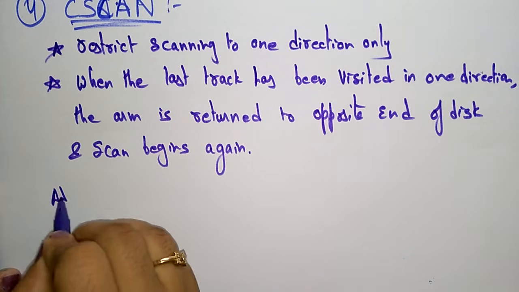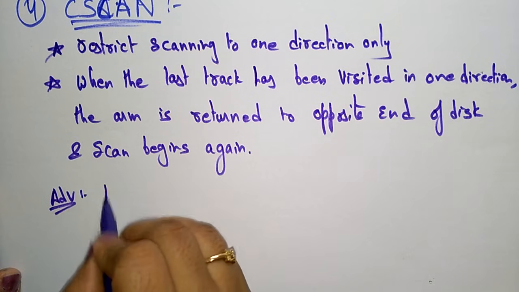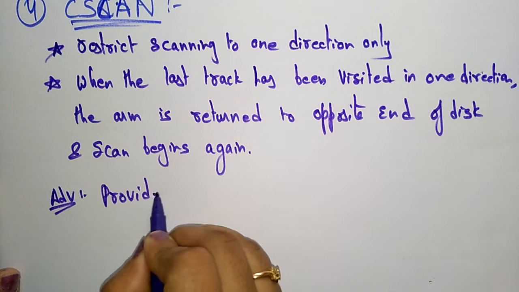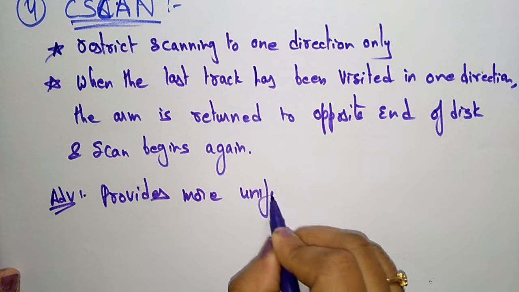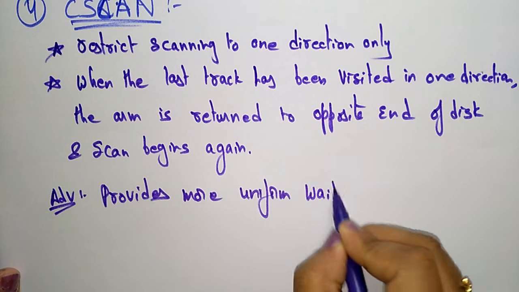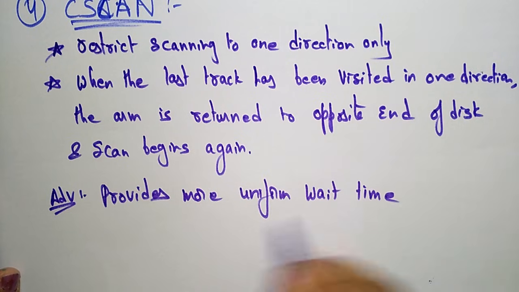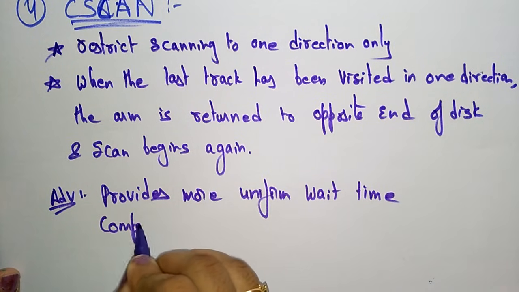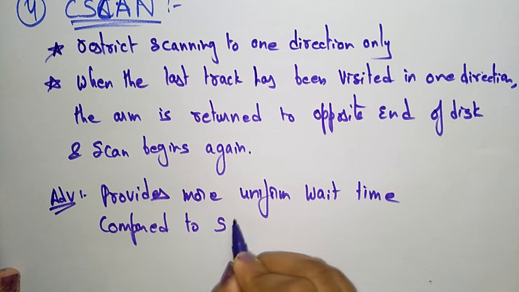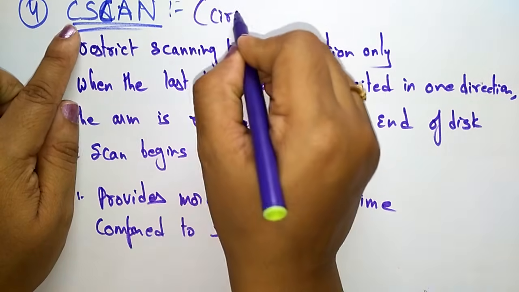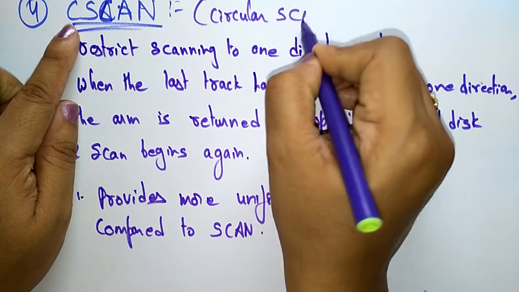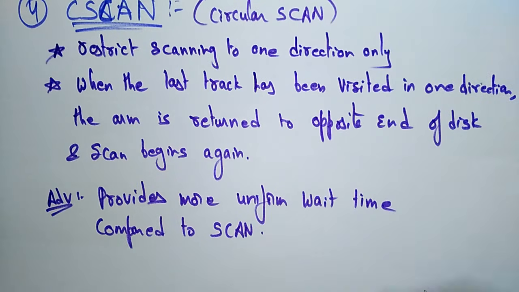Let me write that also. Advantage: provides more uniform wait time compared to SCAN. So CSCAN is nothing but a circular scan, because it is moving to the opposite end and rotating like a circle.